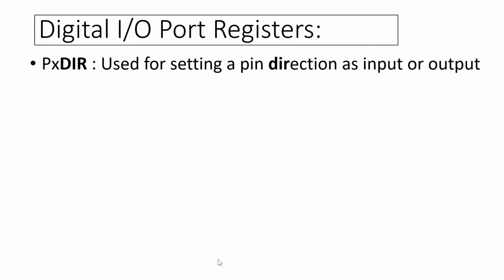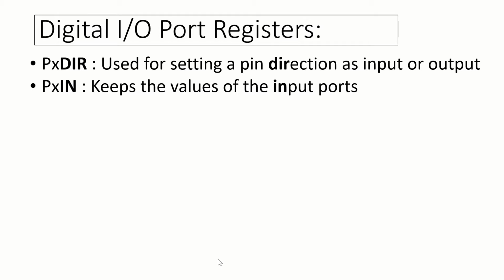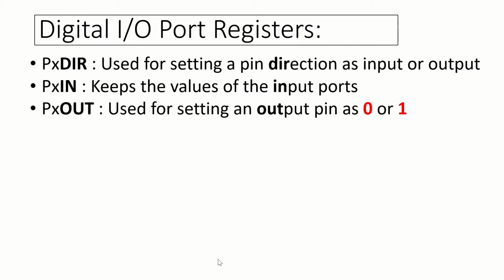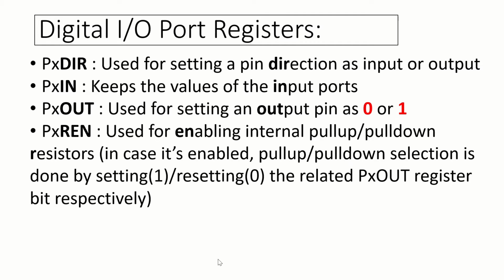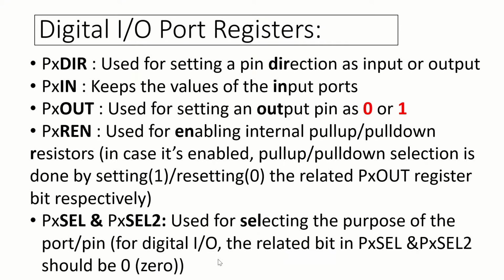First, let's take a look at the most commonly used digital I/O port registers. PXDIR register is used for setting a pin direction as input or output. PXIN register keeps the values of the input ports. PXOUT register is used for setting an output pin as 0 or 1. PXREN registers are used for enabling internal pull-up pull-down resistors. In case it's enabled, pull-up pull-down selection is done by setting or resetting the related PXOUT register bit respectively.